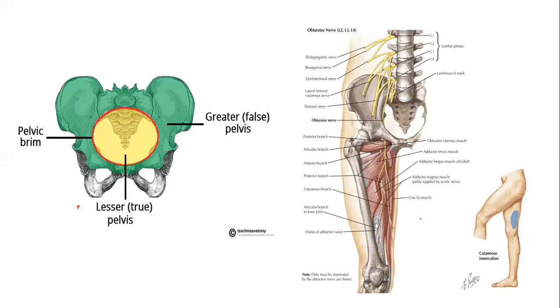Coming to the posterior branch, which we established earlier is a smaller branch as compared to the anterior branch of the obturator nerve. Posterior branch, after arising just below the obturator foramen, emerges after piercing the obturator externus muscle.